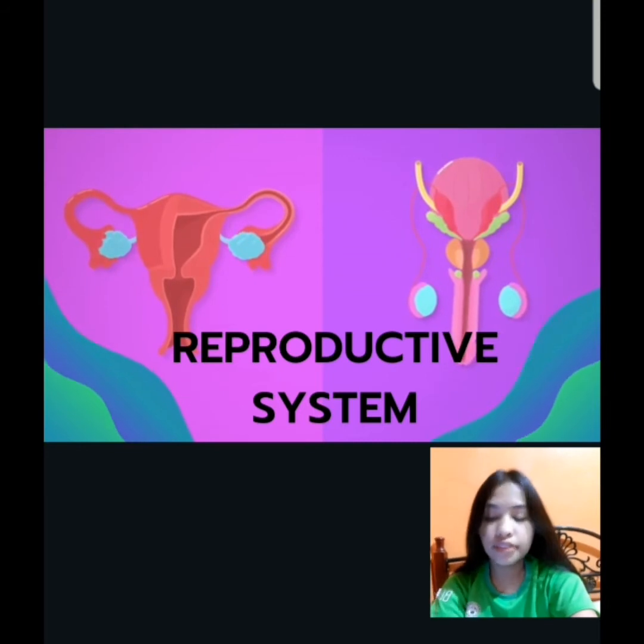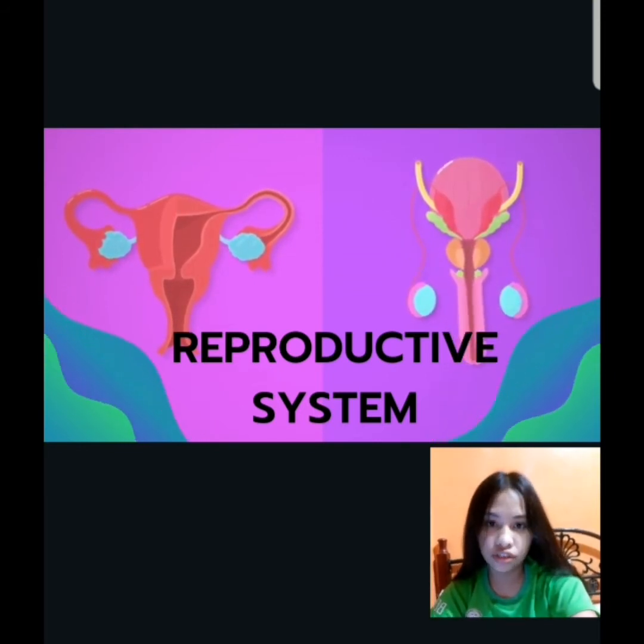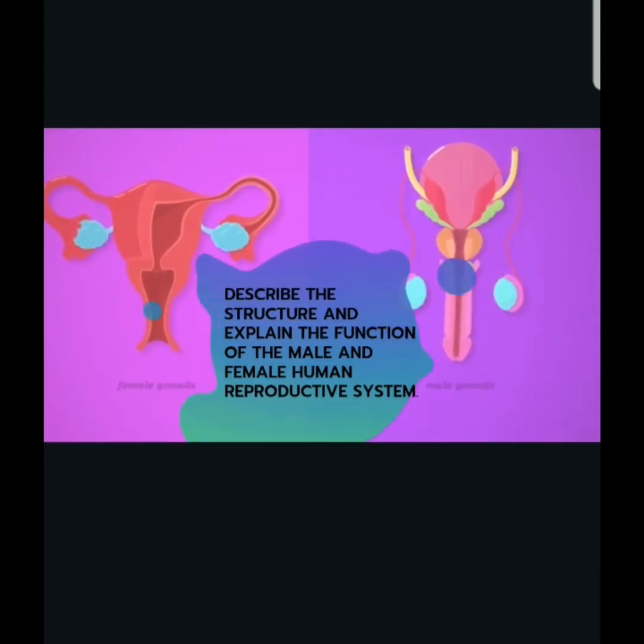It is a system of sex organs within organisms which work together for the purpose of sexual reproduction. Describe the structure and explain the function of the male and female human reproductive system.